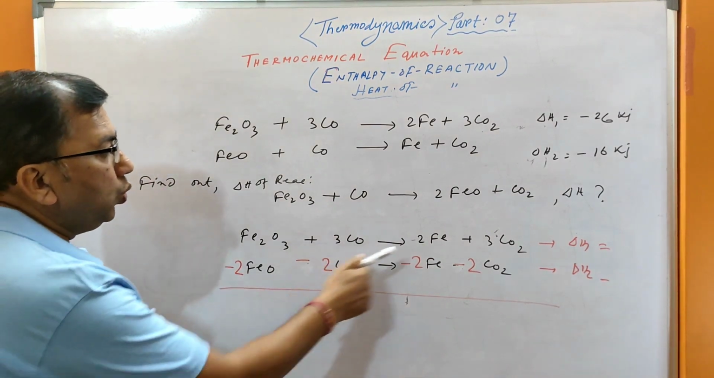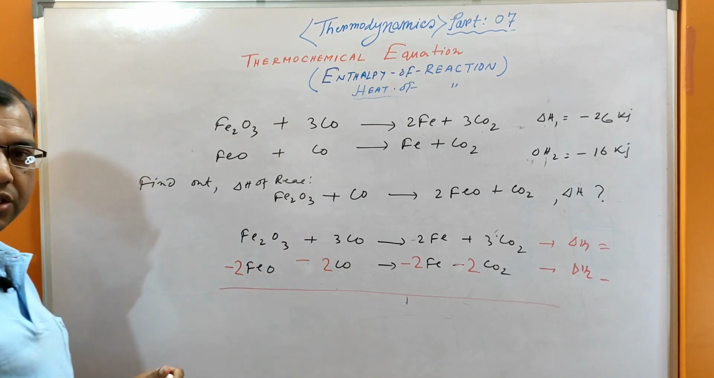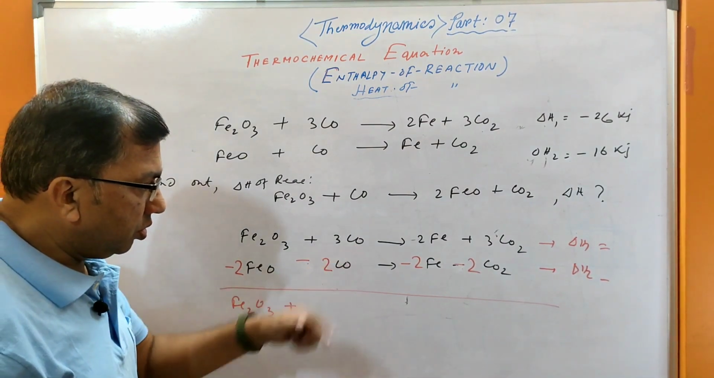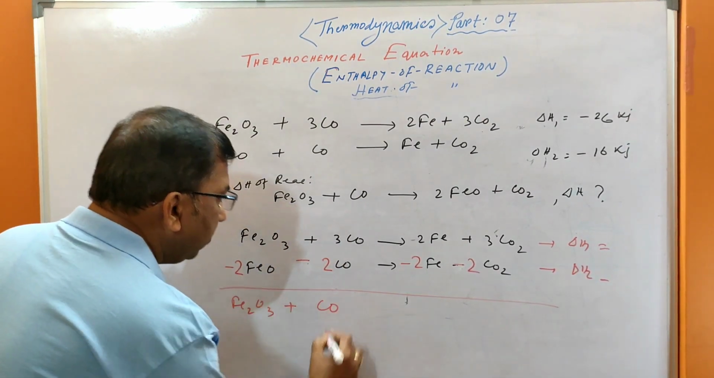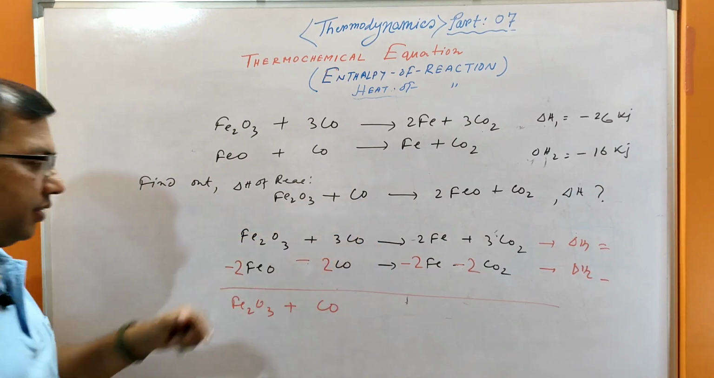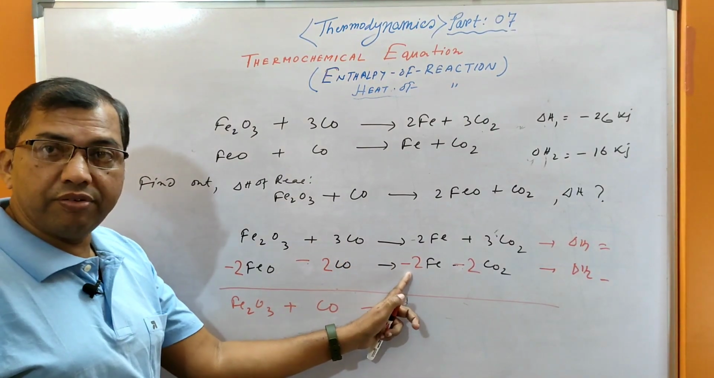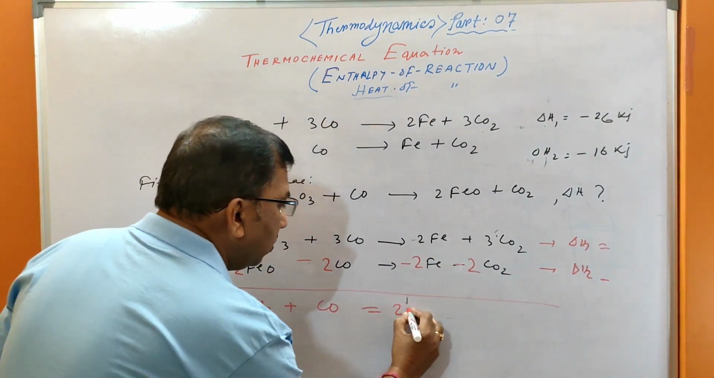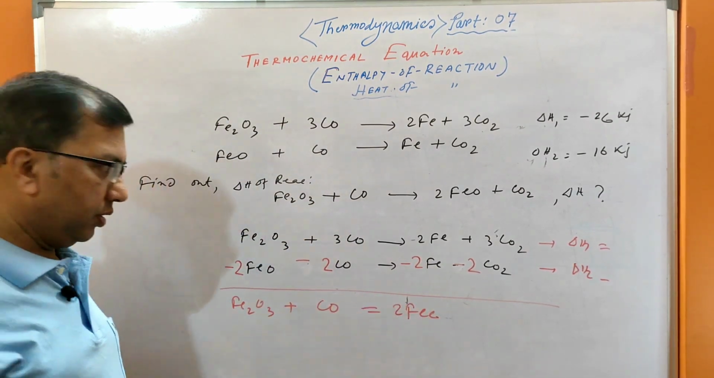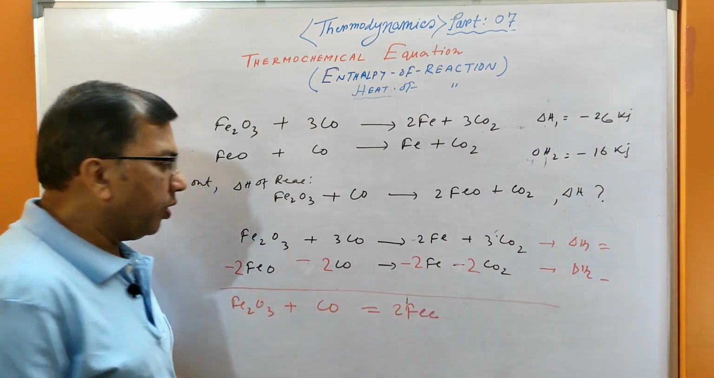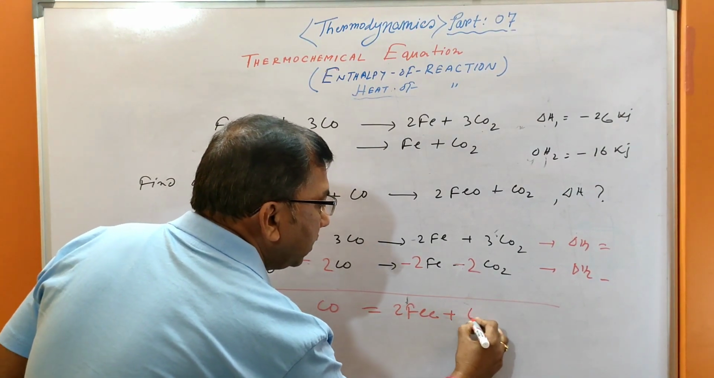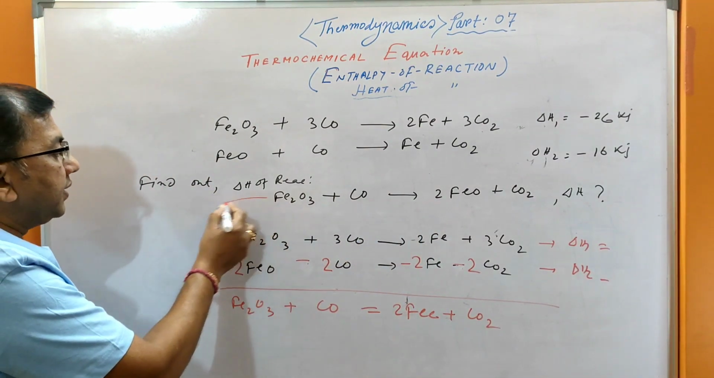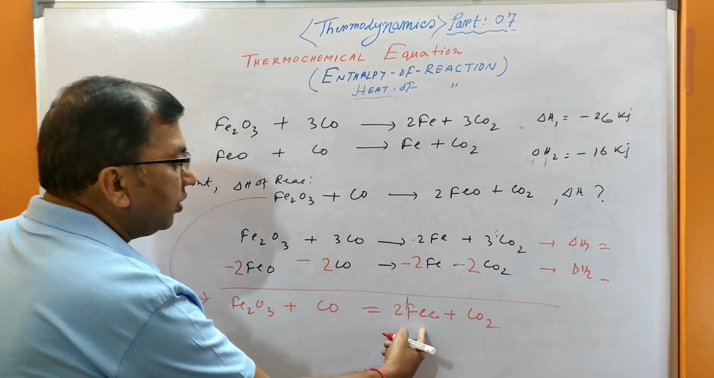Now, 2FeO will cut. And from here, if you add this, here Fe2O3 plus 3CO will go, and 2CO cut to give CO. Equals to, understood? Very important and tough. 2FeO, here FeO, will go there. But minus 4 will become plus. 2FeO goes from here to there, clear? And 3CO2 minus 2CO2 gives plus CO2. So this is balanced. So the main reaction is Fe2O3 plus CO gives 2FeO plus CO2, clear?